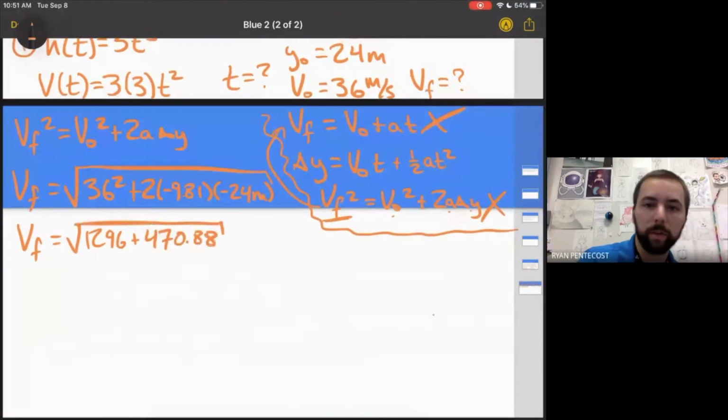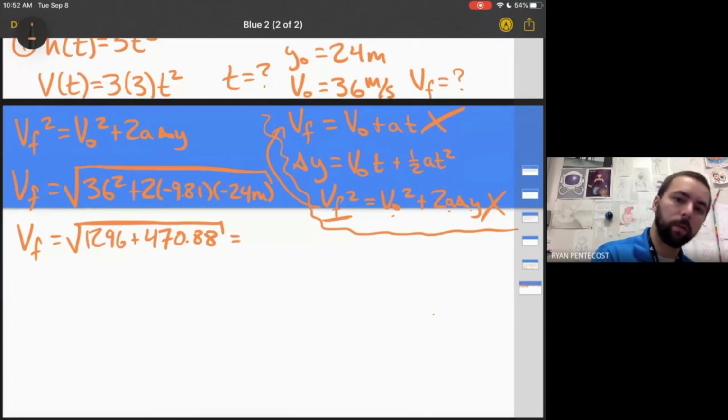Those negatives will cancel out. So we have 470.88 plus 1296. Then we square root that number, 1766.88. If you take the square root of that, you get 42.034. We'll round that to 42.03 meters per second. Now we'll plug that in.